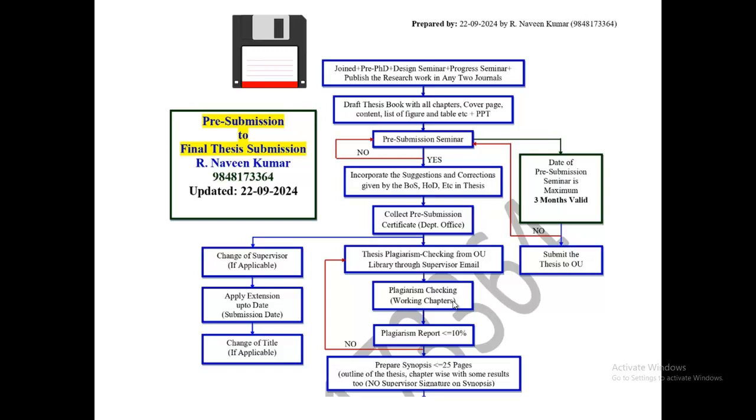If by mistake, previously they gave a 7% report, and the second time when they check it goes to 8%, they will not accept the report. Again, you have to dismantle and cut the books, and put in whatever percentage you got the second time. If you are getting an 8% plagiarism report, that percentage report you have to attach.